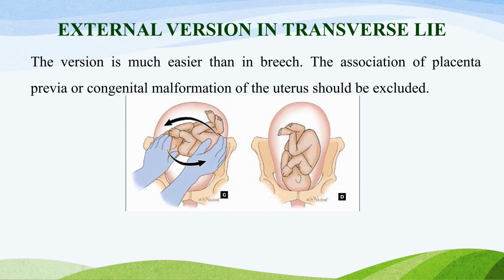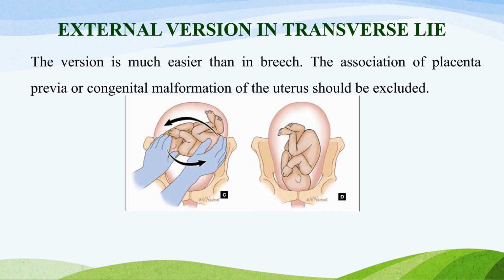The external version in the transverse lie. You have seen in the external cephalic version that the baby was in the breech presentation, and then the baby was brought to the transverse lie and then to the cephalic presentation. But this is much easier than that, because the baby is already in the transverse lie. So the baby has to be brought to the cephalic presentation in one step, and the intermittent pressure should be applied till the head is brought to the lower pole of the uterus.